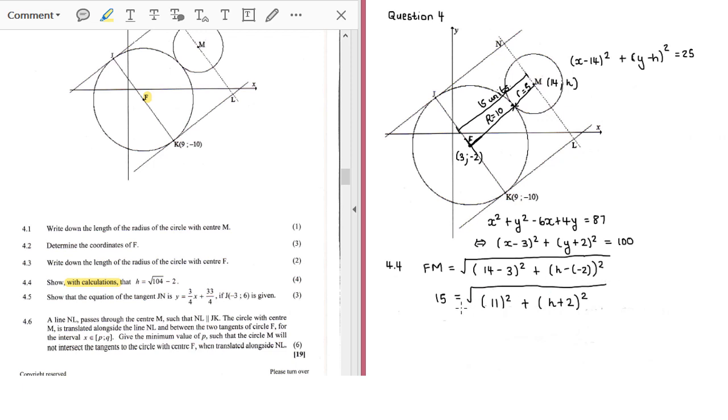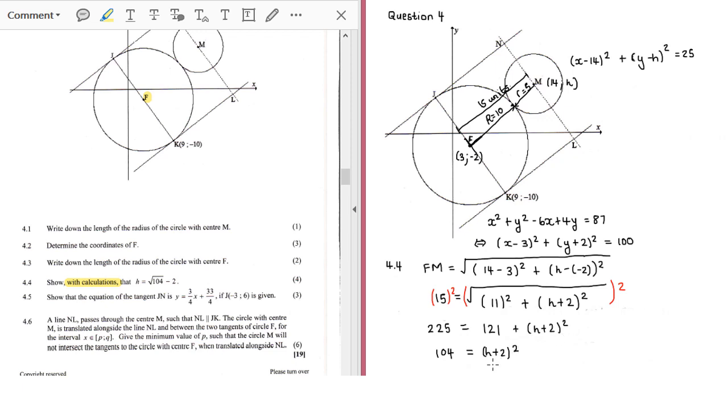We're trying to get to this h over here, so we need to get rid of this square root, which is easy to do. We just square both sides. Then we have 15 squared, which is 225, and that must equal 11 squared, which is 121, plus (h plus 2) all squared. I'm not going to simplify that. If we now subtract 121 from both sides, we get 104, which is equal to (h plus 2), everything squared.